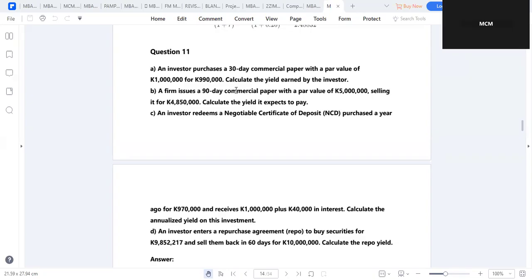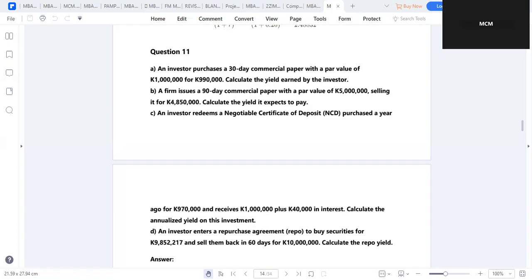Question number 11 reads: an investor purchases a 30-day commercial paper with par 1,000 and selling for 990. Calculate the yield earned by the investor. At B, a firm issues a 90-day commercial paper with par value 5,000 and selling for 4,850. Calculate the yield it expects.